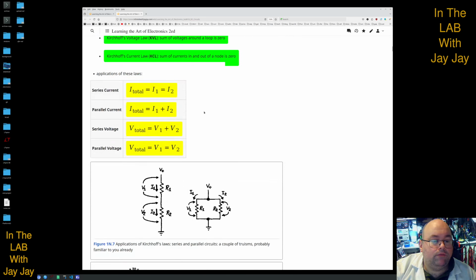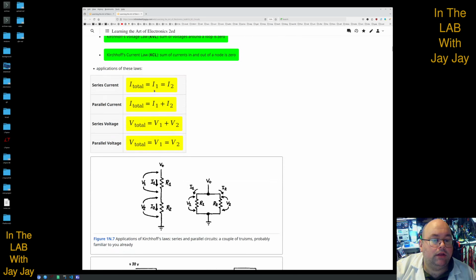And then for series current, the total current is the same as I1 and I2, whereas for parallel current, the total is the current through 1 plus the current through 2. For series voltage, the total voltage equals V1 plus V2, and for parallel voltage, V total equals V1 equals V2.